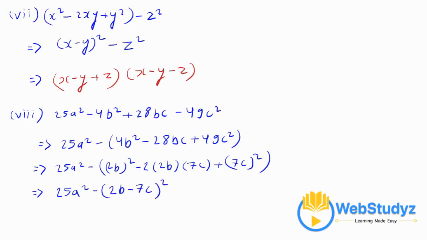So this is again making the identity of a square minus b square. If we write it as 5a whole square minus 2b minus 7c whole square. So further solving this, we get the value as 5a plus 2b minus 7c into 5a minus 2b plus 7c.